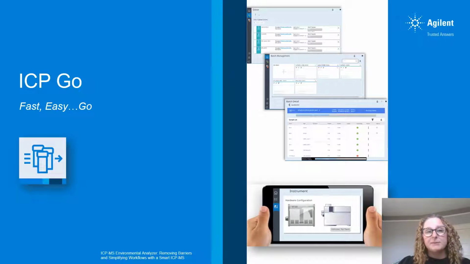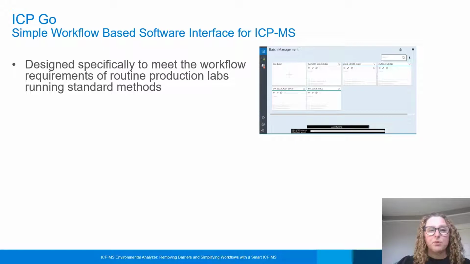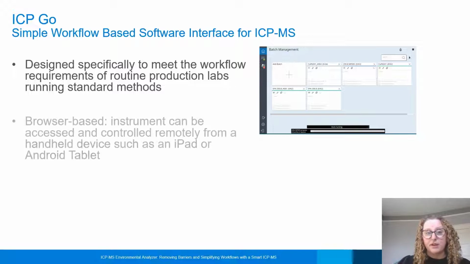So now let's take a little bit closer look at this ICP Go, which I've been talking about in the last few slides. ICP Go is a simple workflow-based software interface for our ICP-MS. This is something that our software team has been working on for quite a few years, perfecting so that our customers can save time and money. This is designed specifically to meet the workflow requirements of routine production labs running standard methods like EPA 200.8.